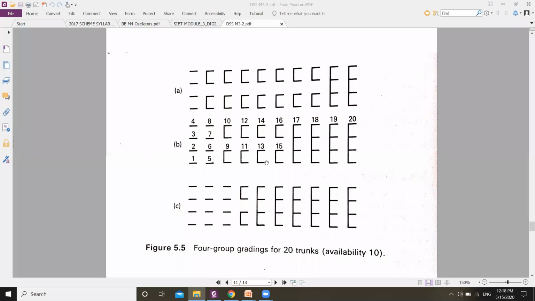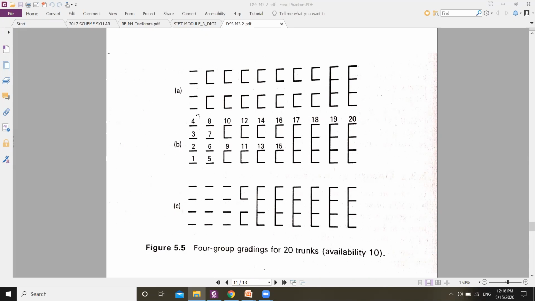This is the figure showing 4 group gradings for 20 trunks available. So we have a 4 group grading over here, in which we have 20 trunks in total. Just see, we have 3 different types of grading over here. In the first group, there are 4 singles, and then some trunks are connected with each other, two of the 4 trunks connected to each other. This is one type of grading.